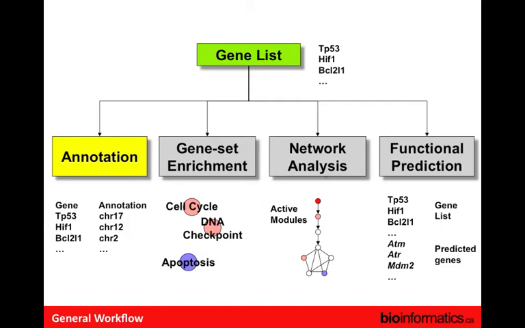And then gene function prediction, which is, I have a list of genes, tell me more genes that should be on this list. Like, if I have some members of a complex, give me more members of that complex. So predict new members of the complex that you can then go and test.